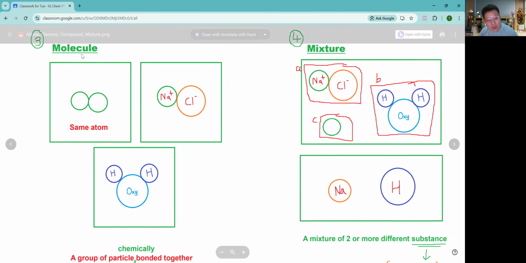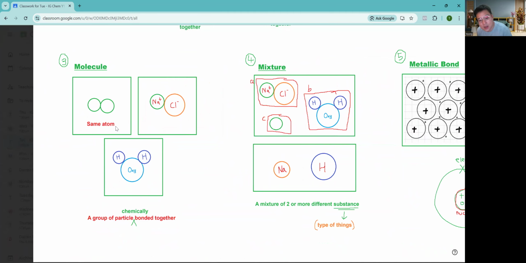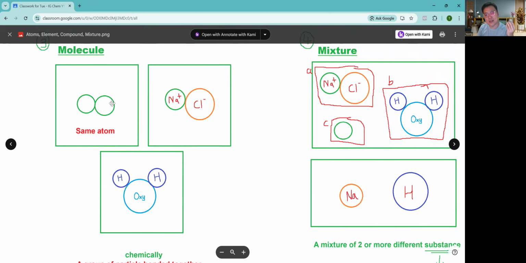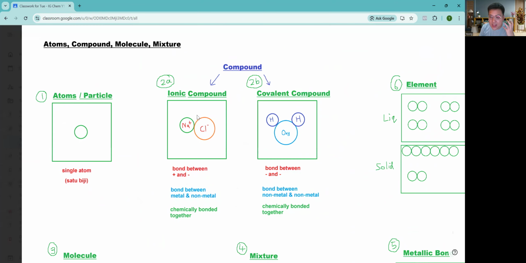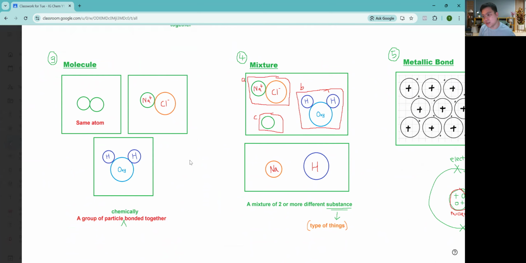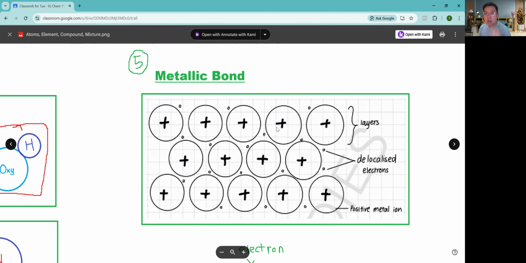Okay, another one is molecule. Molecule is very simple. As long as you have a group of things chemically bonded together, then we call them molecule. Anything combined together, molecule. All right. So you can see this one, two of the same atom, or one positive, one negative, which is ionic. So you can technically say that ionic compound and covalent compound are under a bigger category called molecule. It's not wrong.